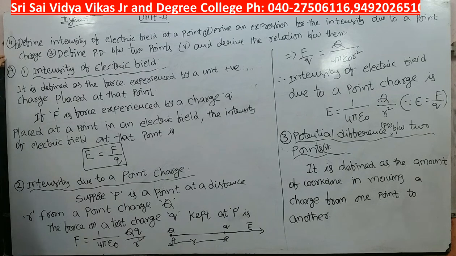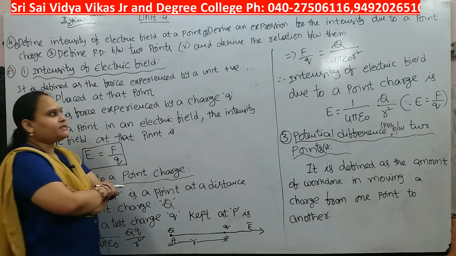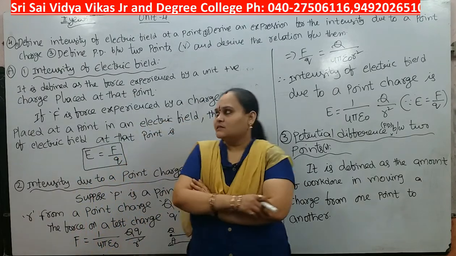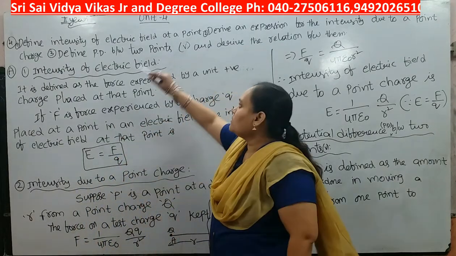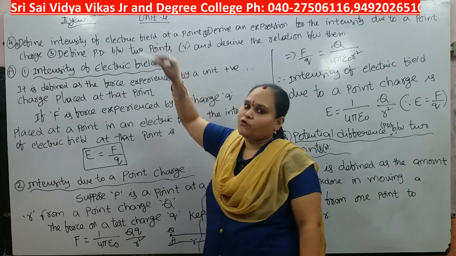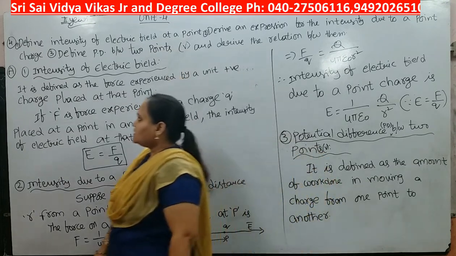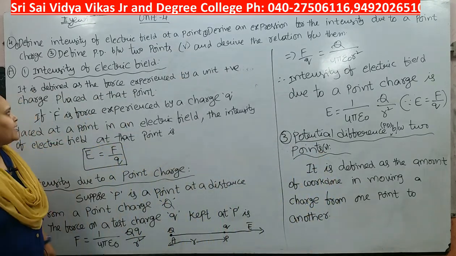In this question: define intensity of electric field at a point, derive an expression for the intensity due to a point charge, define potential difference between two points and derive the relation between them. It has three questions, and any two are asked for 4 marks. So first we are considering the intensity of an electric field.